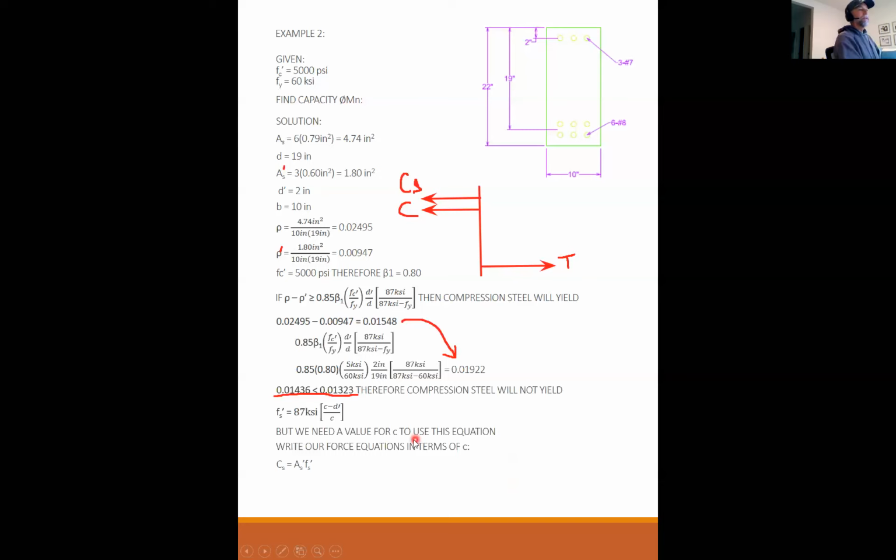So the compression force in the compression steel is A prime S times F prime S, but F prime S is equal to this equation here, 87 KSI times c minus d prime over c. So I can put this in for F prime S. So I have 1.8 inches squared of steel times 87 times c minus d prime over c. I can plug in d prime, and now C sub S is a function of little c.